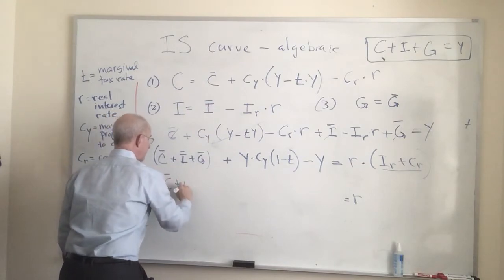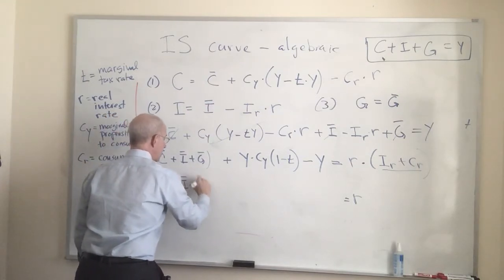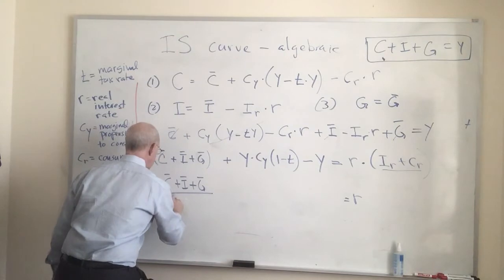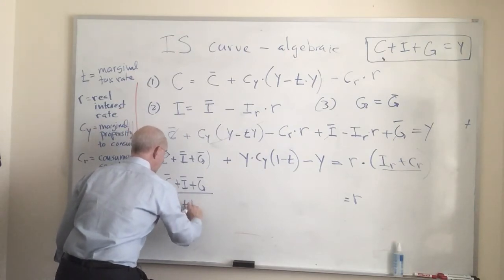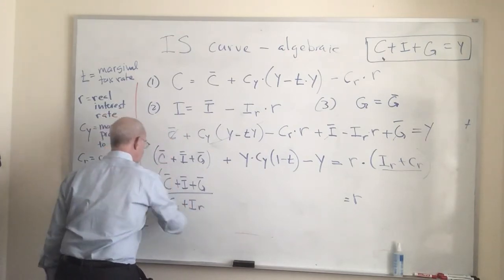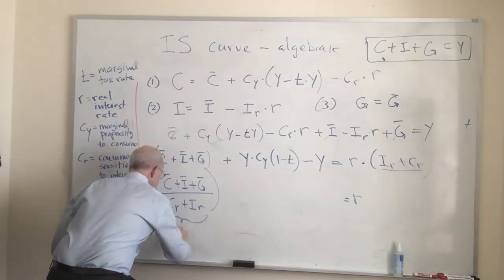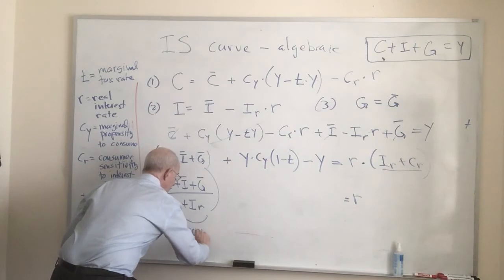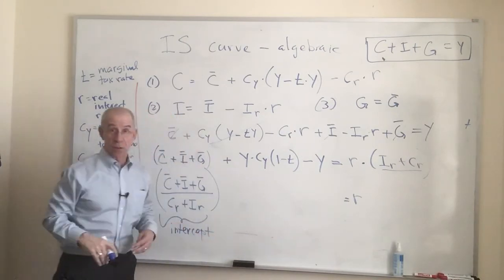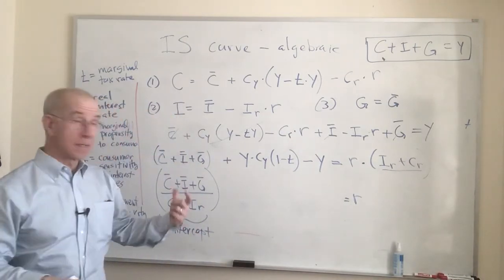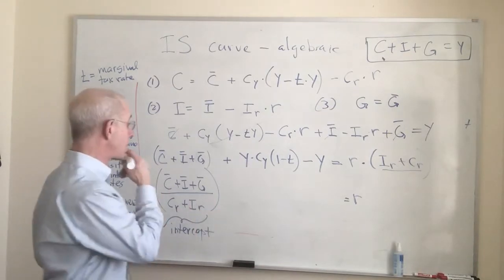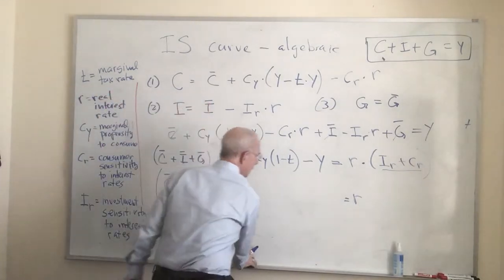C bar plus I bar plus G bar over CR plus IR. Okay. This is going to be the intercept of the IS curve. It's the part that doesn't vary with income. Pull this over.